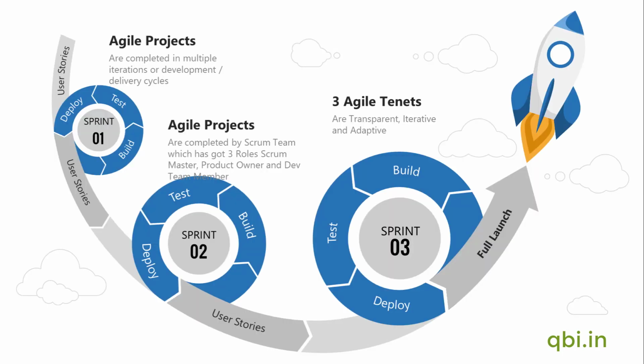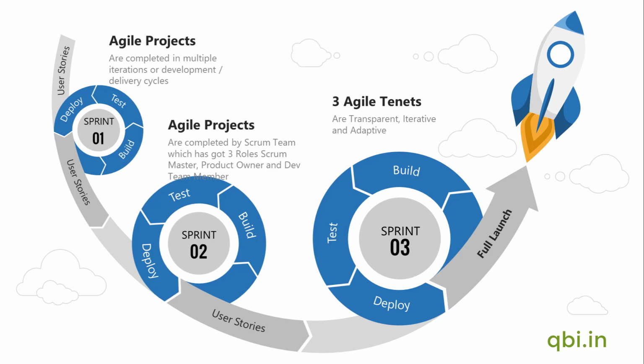Agile software development projects are completed in multiple iterations or development/delivery cycles. Every such iteration is called a sprint. Every project can be delivered in multiple sprints. Here in this picture, 3 sprints are shown as an illustration. Scrum framework is a popular variation of Agile. So here we focus on Scrum software development.